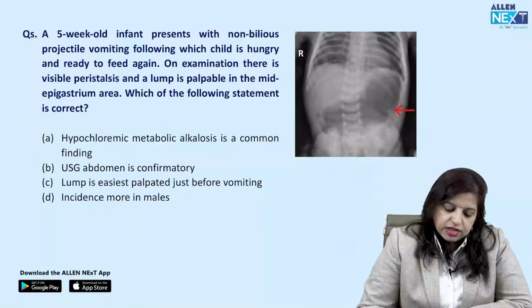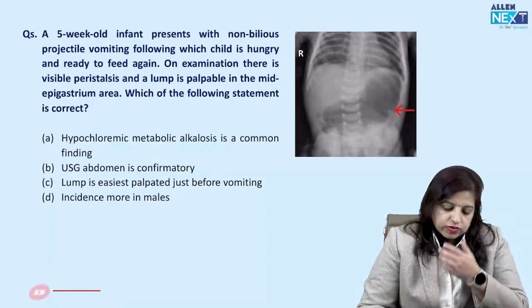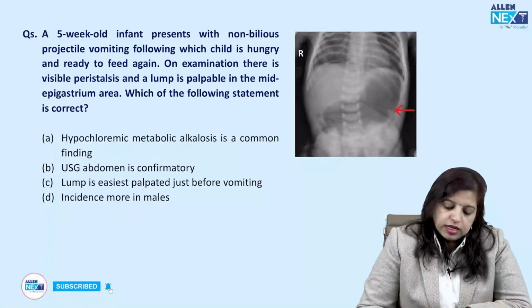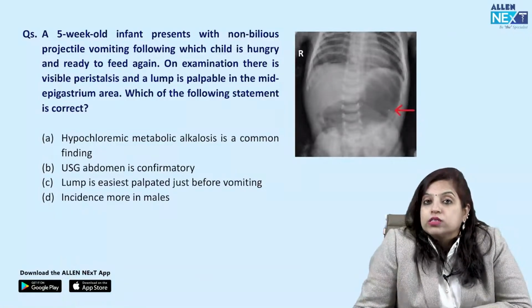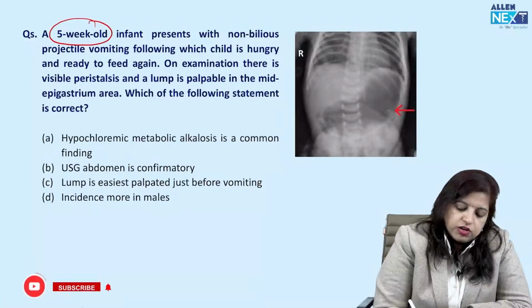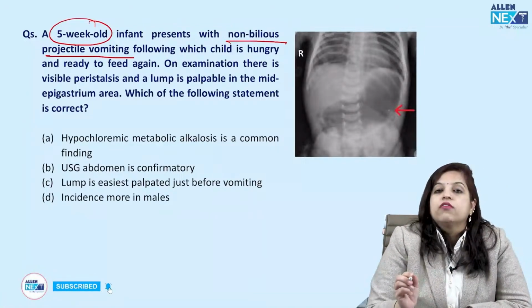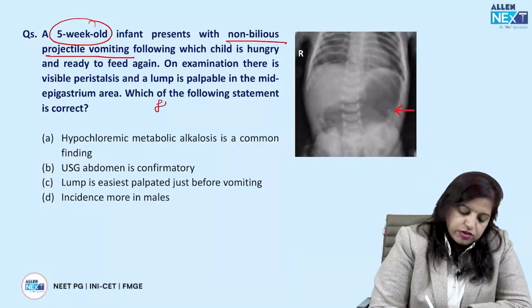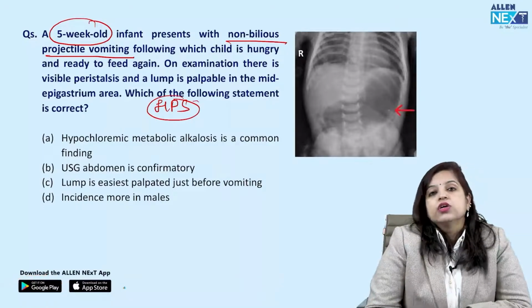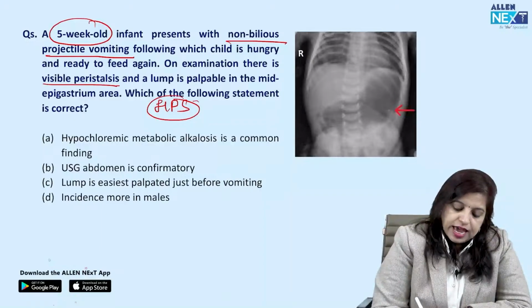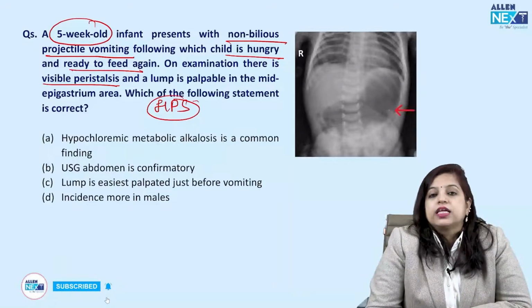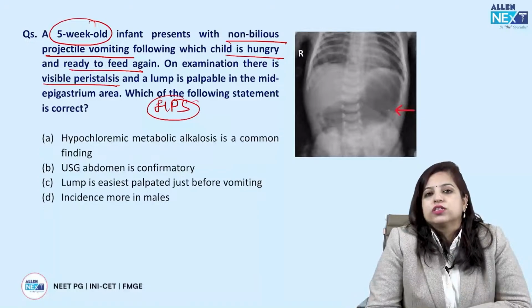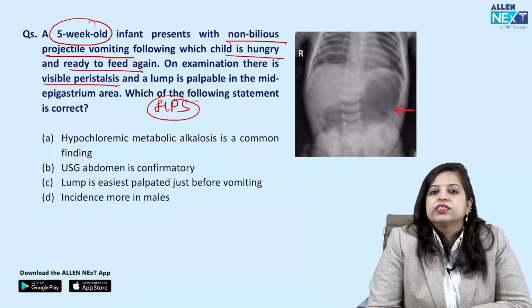Okay, then a 5-week-old infant presents with non-bilious projectile vomiting, following which the child is hungry and ready to feed again. On examination, there is visible peristalsis and a lump is palpable in the mid-epigastrium area. Which of the following statements is correct? So first of all, what is the diagnosis? When you have a 5-week-old infant presenting with non-bilious projectile vomiting, the first diagnosis should be hypertrophic pyloric stenosis, and then this is further substantiated by visible peristalsis, and the child is hungry, having a voracious appetite. That means there is nothing seriously systemically wrong with the child. There is no infection. The child is not vomiting because of any sepsis or anything, right?